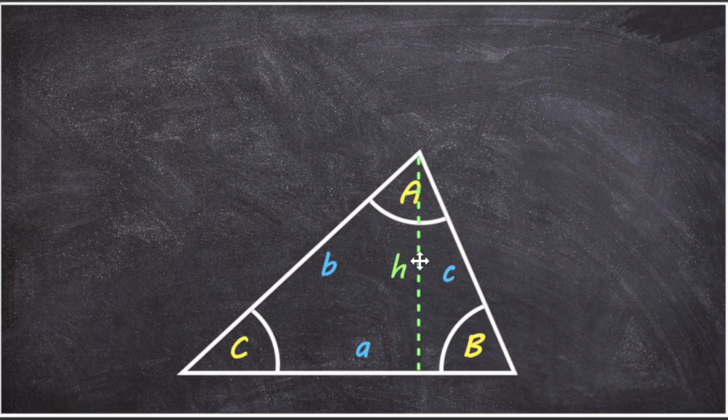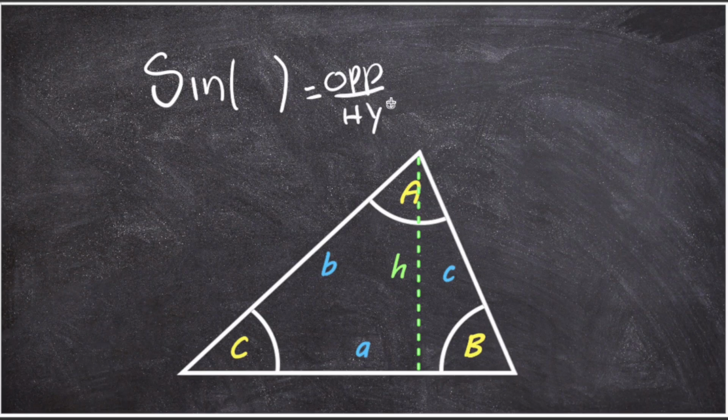Now, because the height is the height of both triangles, we can express the height in terms of the angle B and in terms of the angle C. Hopefully you will remember that the sine of an angle is equal to the opposite over the hypotenuse. So if we start with the angle B, well, sine of B is equal to the opposite over hypotenuse, but in a triangle that contains the angle B, the opposite is the height, and the hypotenuse is the edge c.